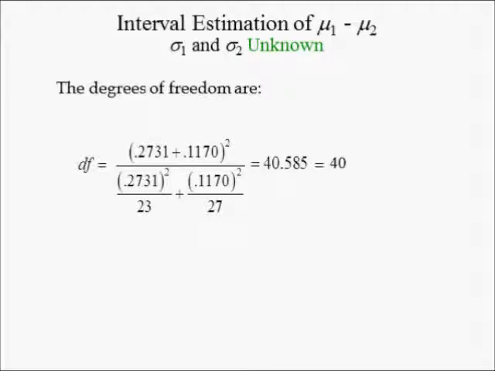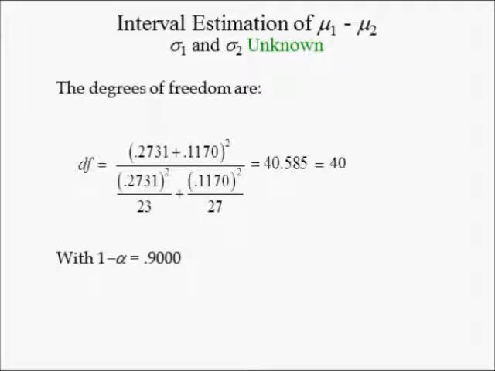Like choosing a smaller alpha, or a significance level, rounding down to the nearest integer widens the confidence interval. In hypothesis testing, rounding down is akin to choosing a smaller alpha, which lowers the likeliness of making a type 1 error.